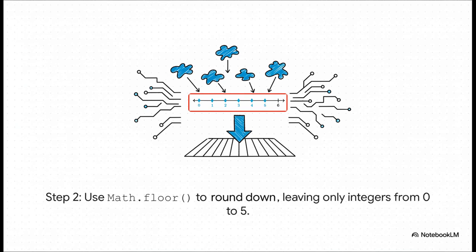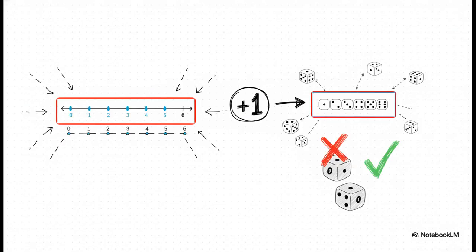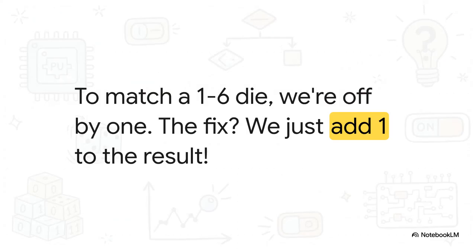We're left with only 6 possible outcomes: 0, 1, 2, 3, 4, or 5. We are so close. This is great. We have 6 possible numbers, which is exactly what a die has. But hang on, our numbers are 0 through 5. A standard die is numbered 1 through 6. We're off by 1. So what's the final brilliant piece of this puzzle?